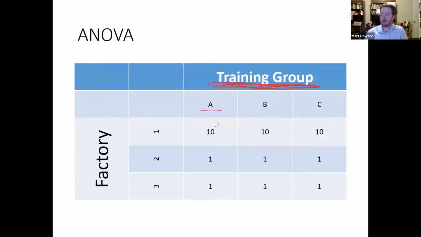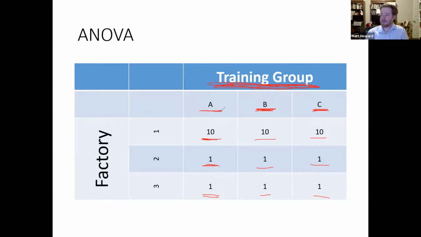If you're in training group A, you had 10, 1, and 1. So overall, that's an average of, what would that be? An average of 4. Even though this one was a little bit higher, on average, people scored a 4 if you went through training group A. If you went through training group B, that had the same pattern, a 10, 1, and 1. So overall, people who went through training group B also had an average of 4. And then in training group C, you had a pattern of 10, 1, and 1. So once again, this was an average of 4.